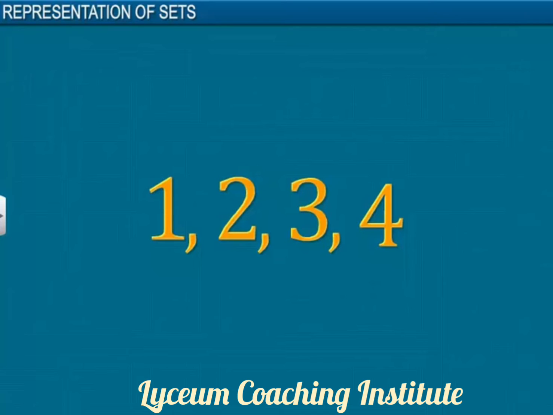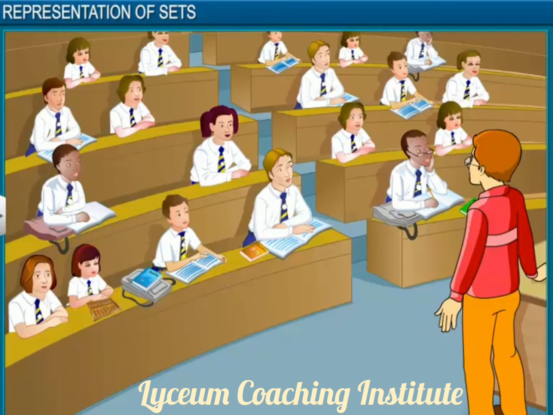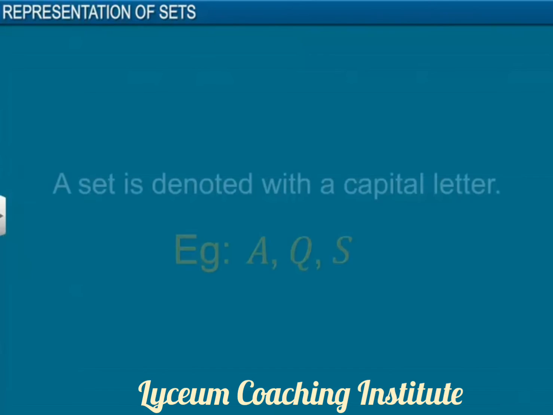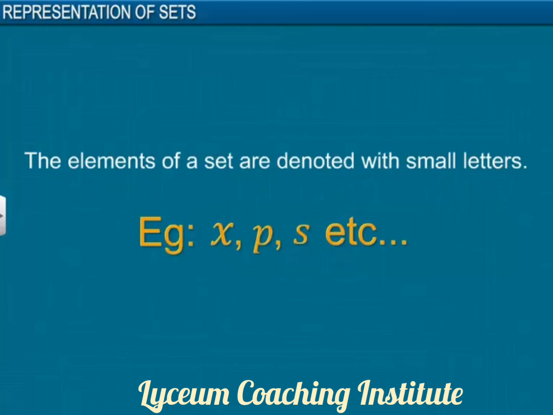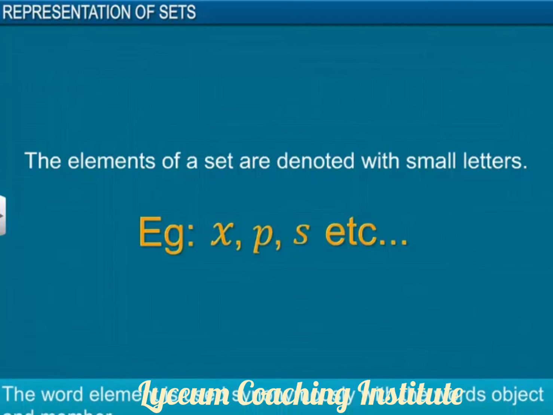An example of a set that is not well-defined is a set that consists of clever students. This is not a well-defined set because the choice of clever students is not clear, since there is no accurate measure for cleverness. A set is always denoted with a capital letter. The elements of a set are denoted with small letters. The word element is used synonymously with the words object and member.